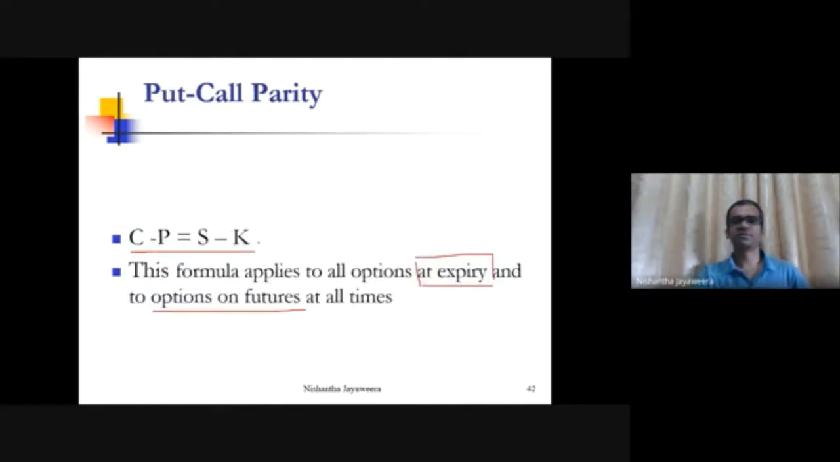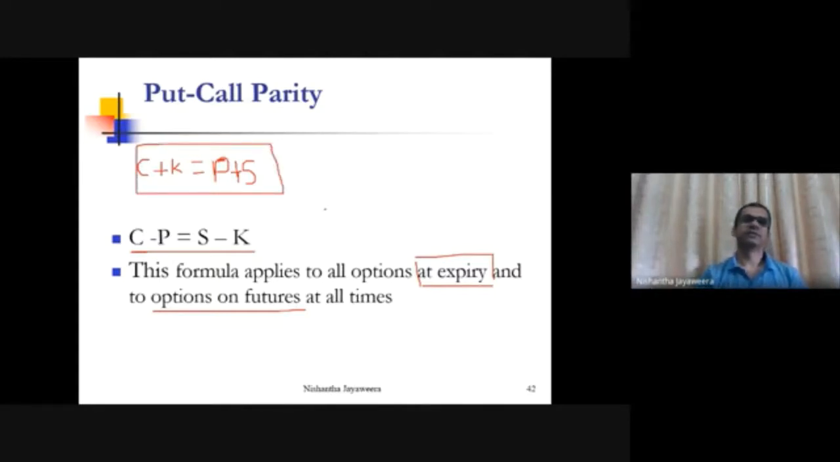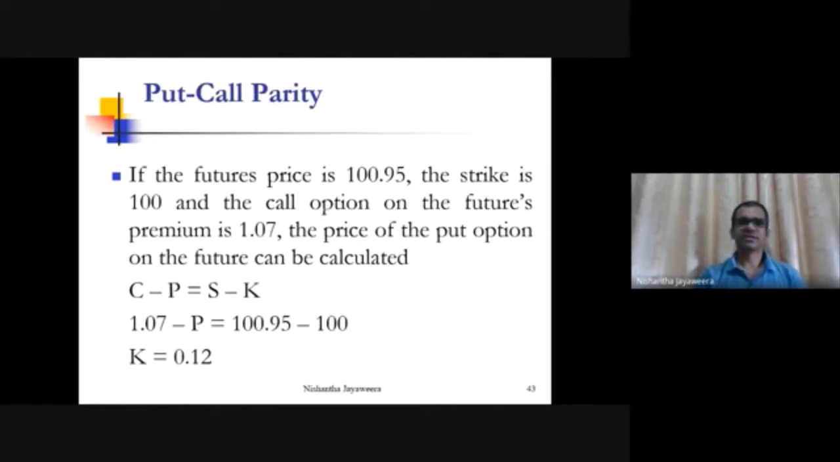You can replace that with X, or you can rearrange this like C plus K equals P plus S. So either way, in some books you may see the put call parity relationship in this way. It doesn't matter, same thing. So this is an example.